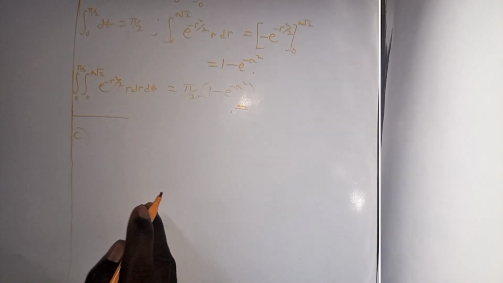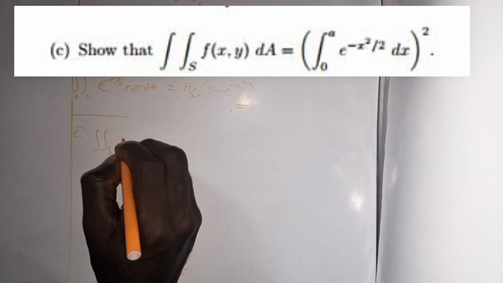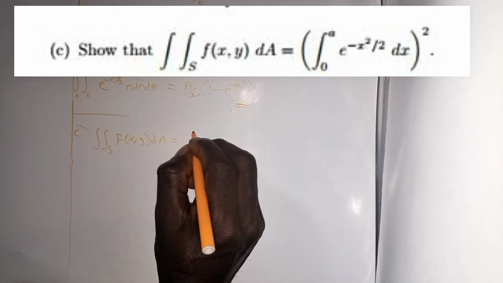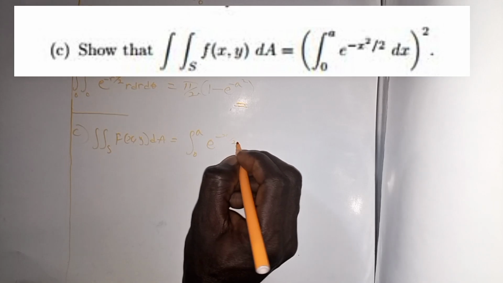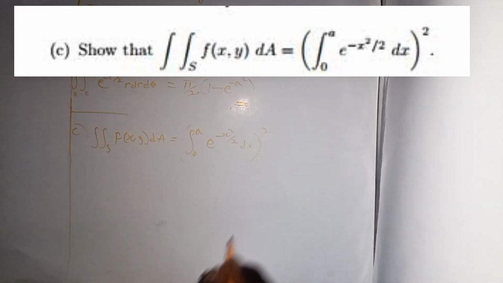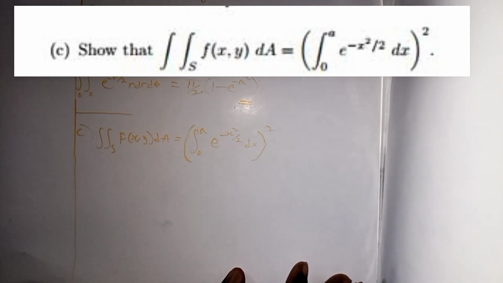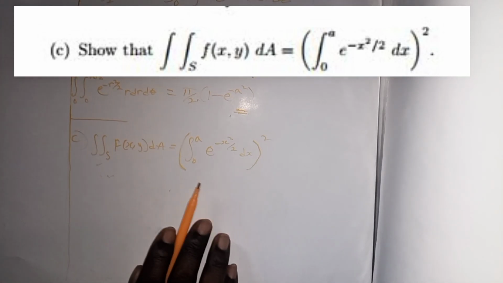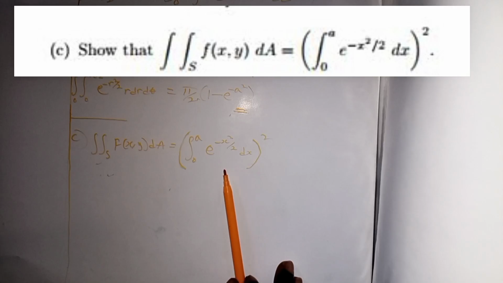Now going to our C, we have to show that for the square, the double integral of f(x,y) dA equals the integral from 0 to a of exponential minus x square over 2 dx, all squared. This is what we are asked to show for the square region.